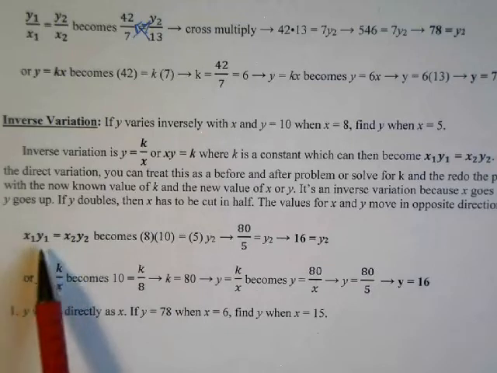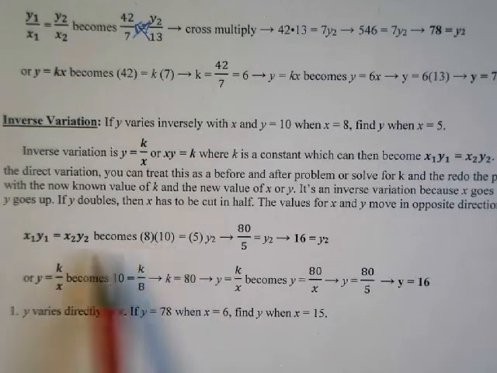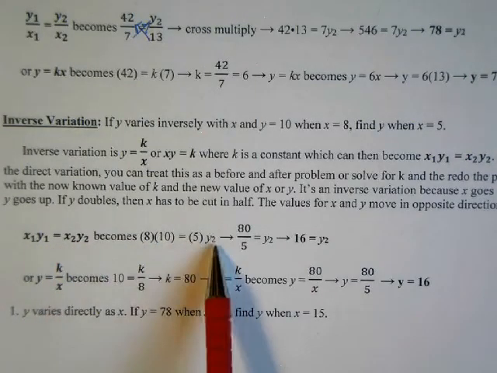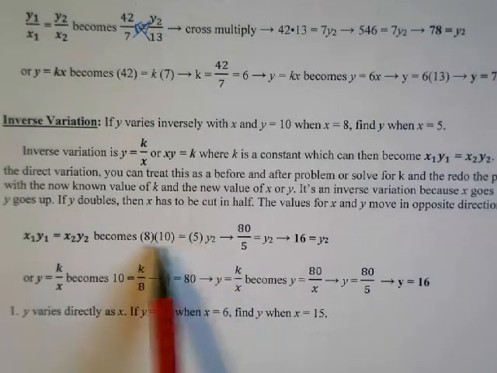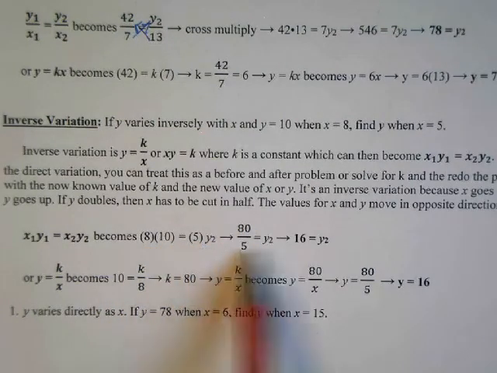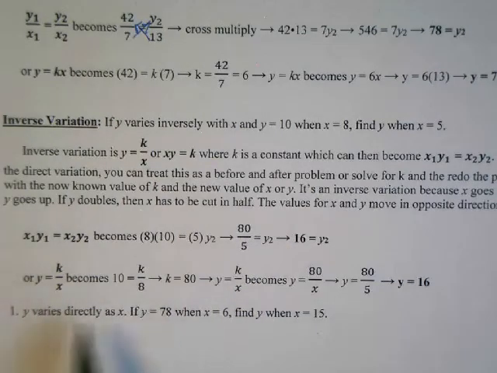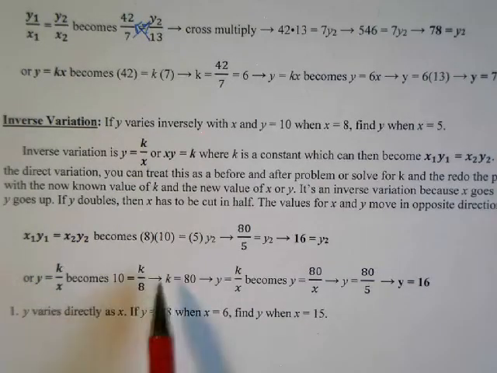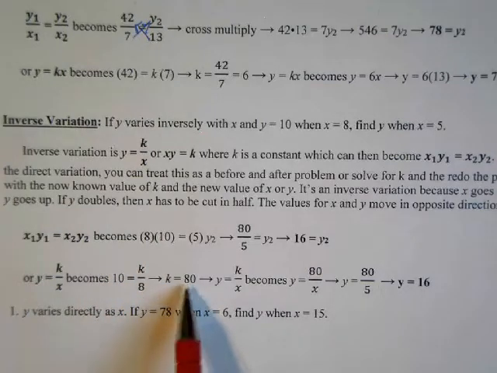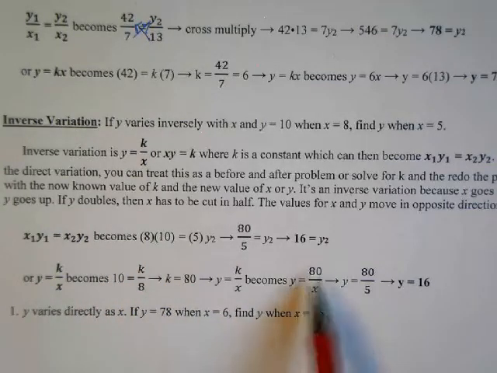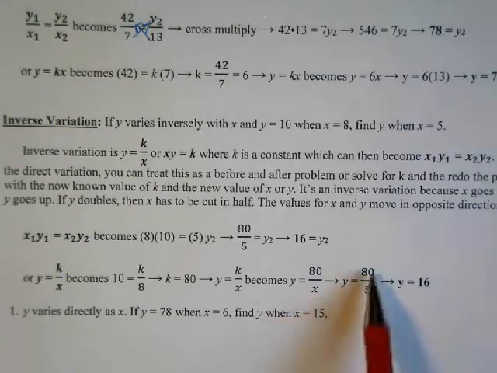x1, y1, so 8 and 10, 5 and the y2. 8 times 10, of course, is 80. Divide by the 5. It turns out that y2 has to be 16. Or I can go through it and figure out k first. So 10 equals k over 8, which means k had to be 80. And so now my equation becomes y equals 80 over x. Plug in the new x, and I find my new y.